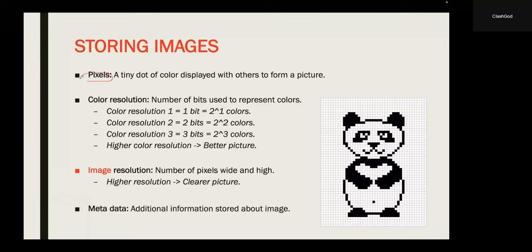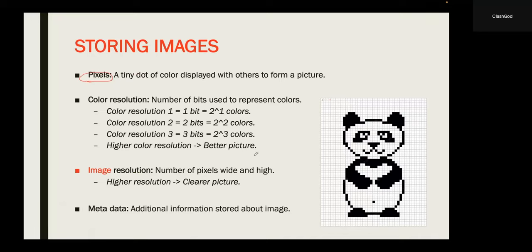First is a pixel. So the way in which we store images, for example this panda on the right here, if we want to store this image in our computer, how do we do it? We do it using this thing called a pixel. Here, you will see that this photo is made up of very, very small squares. Actually, each square is called a pixel.